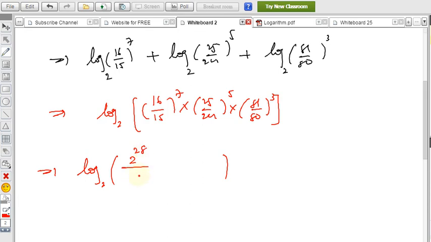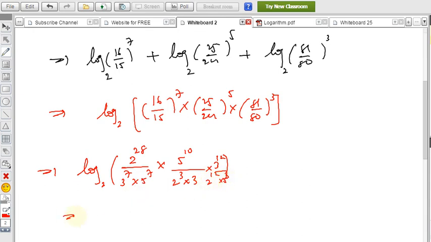15 we can write as 3 5s, so 3 power 7 into 5 power 7. 25 is 5 square, so 5 square all power 5 is 5 power 10. 24 is again 2 power 3 into 3, because 8 3s, all to the power 5. Similarly 81, that is 3 to the power 4, 4 3s are 12, again 18, so 2 power 12 into 5 power 3.